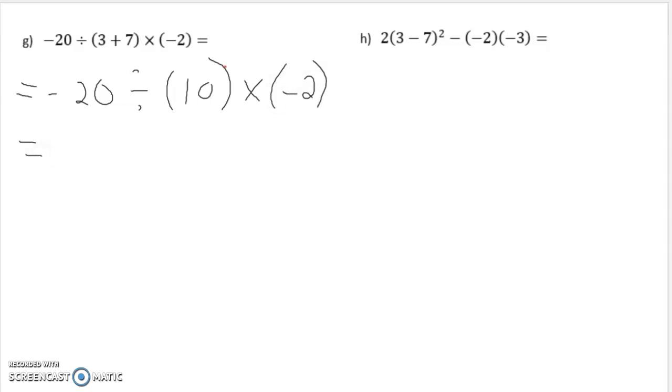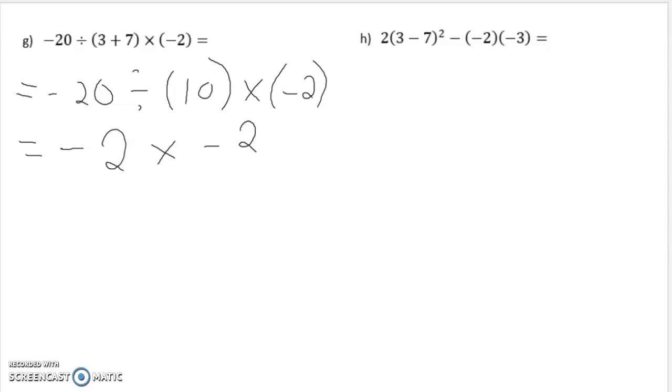Okay, so now we have to go to division. So we have -20 divided by 10. So a negative divided by a positive is a negative. And 20 divided by 10 is 2. And then we still have to multiply by -2.